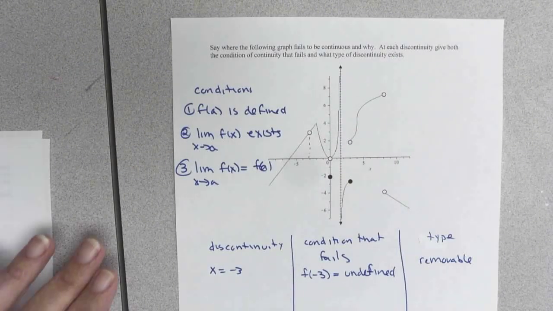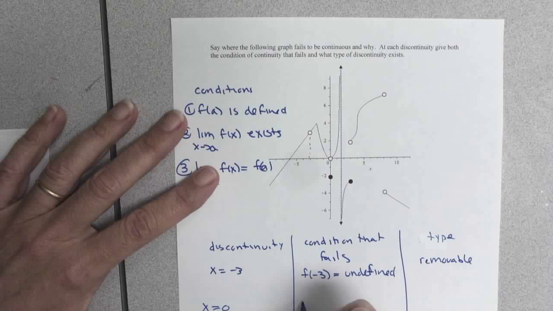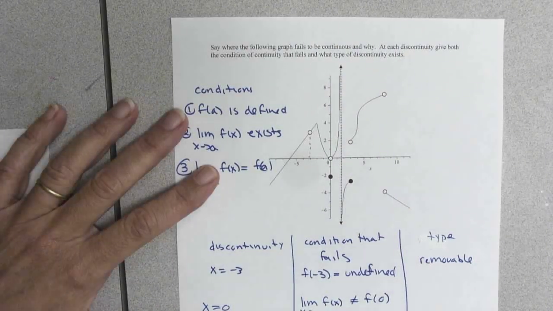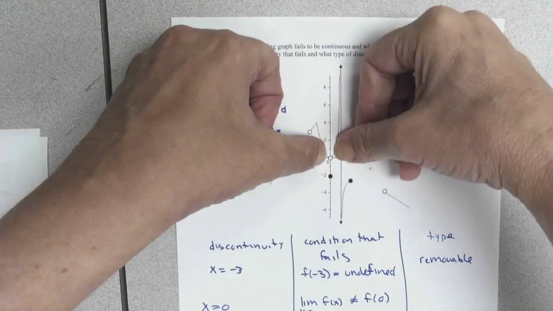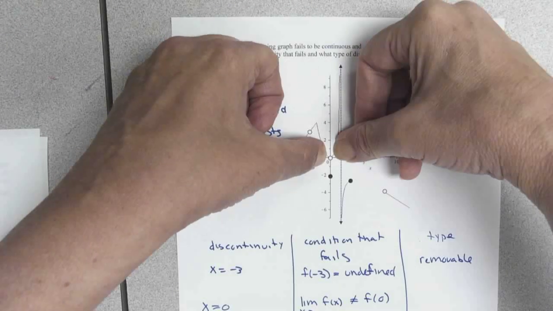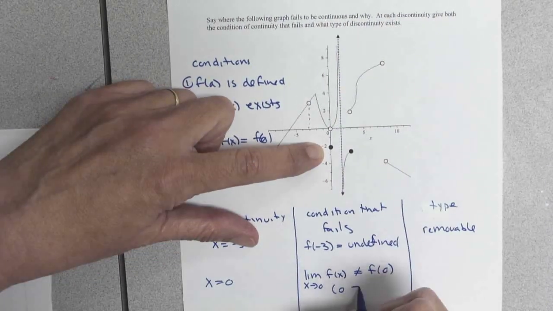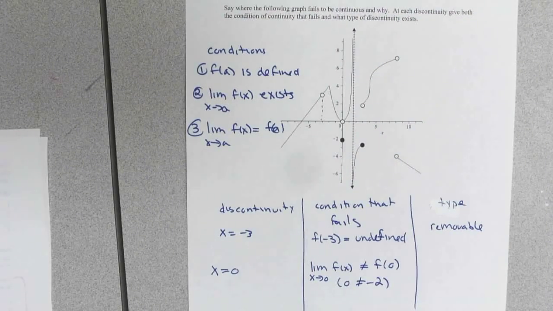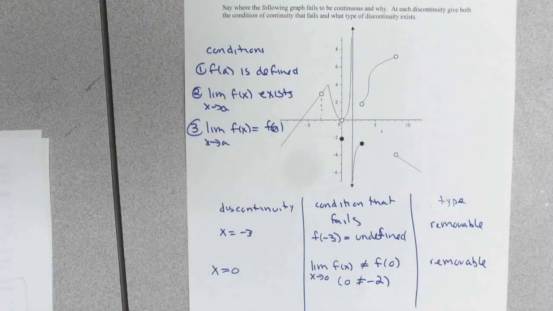On to the next one, left to right, that would be x equals 0. The condition that fails here is that the limit does not equal the functional value. The limit, coming closer and closer, my y-coordinate right between my thumbs, would be 0, but the functional value down at that actual closed circle would be negative 2. And so my limit does not meet my functional value. So there's the condition that fails, and that too is a removable discontinuity.